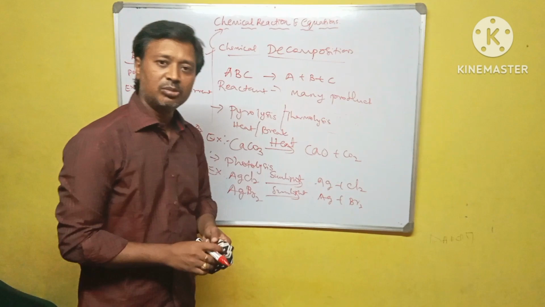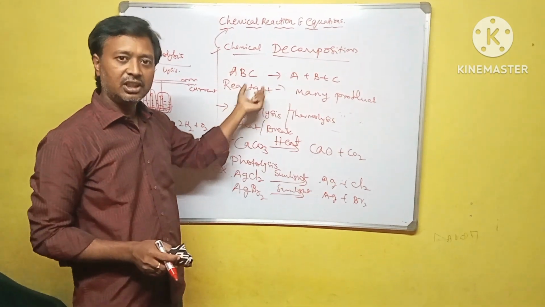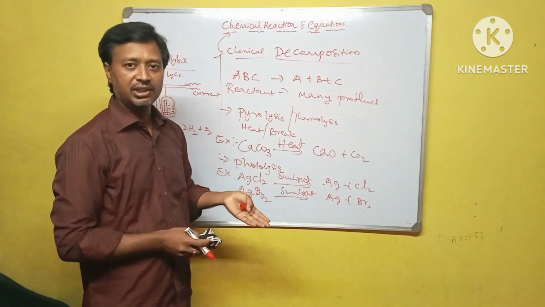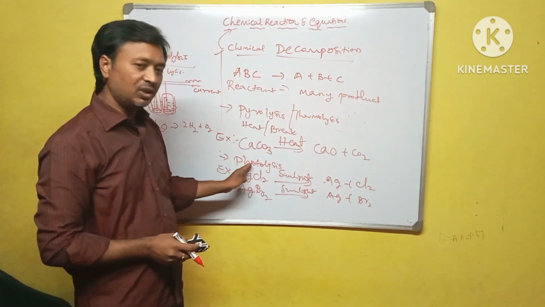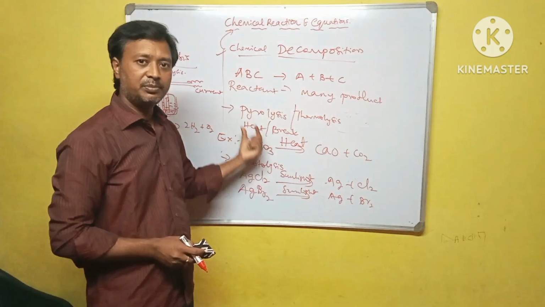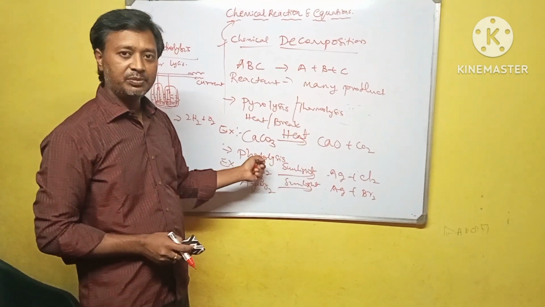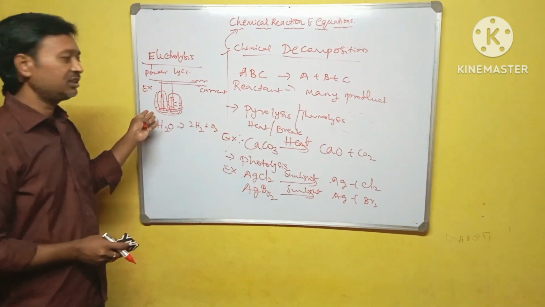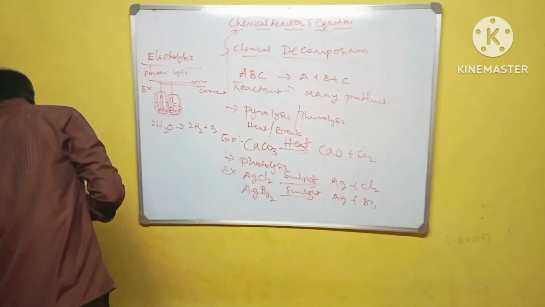Here, what is chemical decomposition? It is a type of chemical reaction in which a single reactant divides into many products. It is opposite to the chemical combination reaction. In this again there are three types: pyrolysis, photolysis, electrolysis. Pyrolysis means using heat we break the substance into many things. Photolysis means using sunlight we break things into many things. Electrolysis means using electricity we break things into many things. These are the types of chemical decomposition reaction. Any doubt?